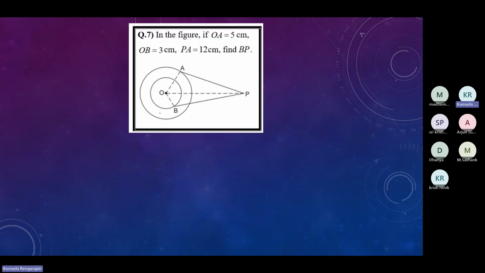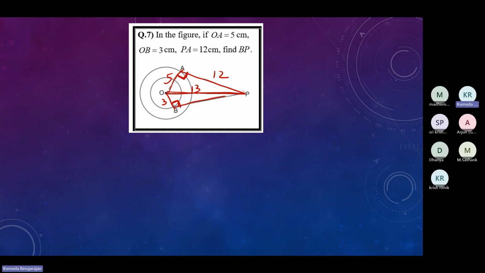This is simple, just using Pythagoras theorem 2 times. OA is given 5, OB 3, PA 12. So this is 90, no? Radius tangent, and here tangent radius, this is 90. So this is the hypotenuse. With 5 and 12, hypotenuse is 13.